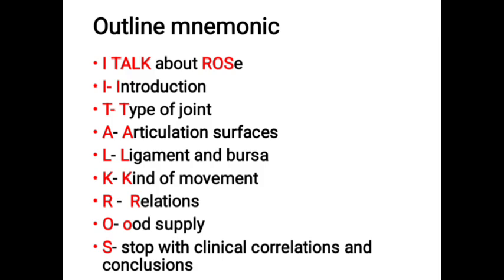Here's a mnemonic that I have been applying for joints in the body. It can help you form an outline when you're asked to write about the elbow joint. The mnemonic is I talk about rows: I for introduction, T for type of joint, A for articulating surfaces, L for ligament and bursa, K for kind of movement, R for relations, O for blood supply, S for stop with clinical correlation, and conclusion.